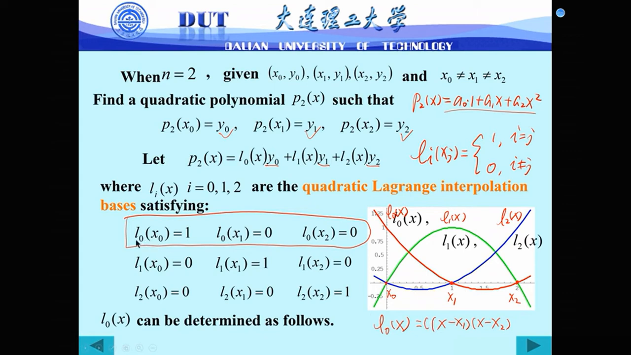And how to determine the constant? Now we have this condition, L0(x0) equals 1. So if we substitute x0 here, then we have (x0 minus x1) multiplied by (x0 minus x2) multiplied by this constant, which should be 1. Then we know this constant is 1 divided by the two terms. Clear? Then we can know L0.